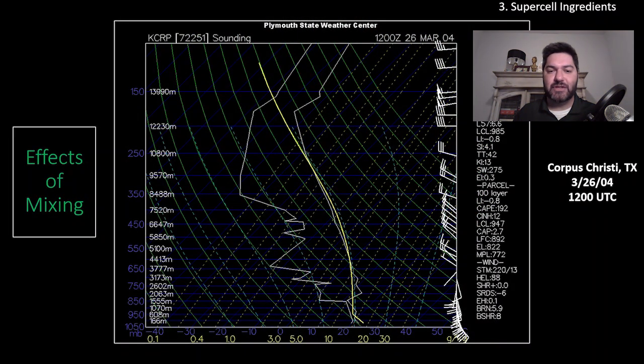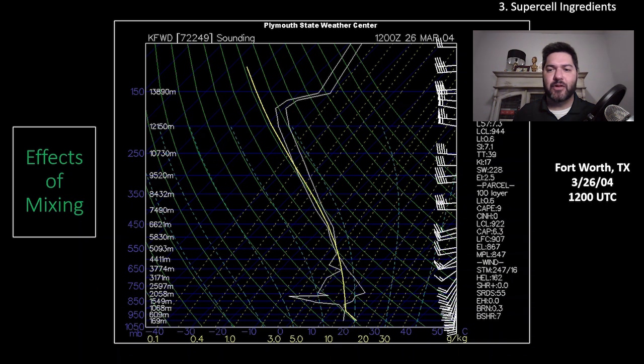So at Corpus Christi, you can see that there's pretty good moisture depth and pretty good dew point temperature. Dew point temperature here is almost 20 Celsius, which is about 68 degrees Fahrenheit. So very high moisture content in terms of magnitude. The depth looks at least 100 millibars. So everything is A-OK with this particular sounding.